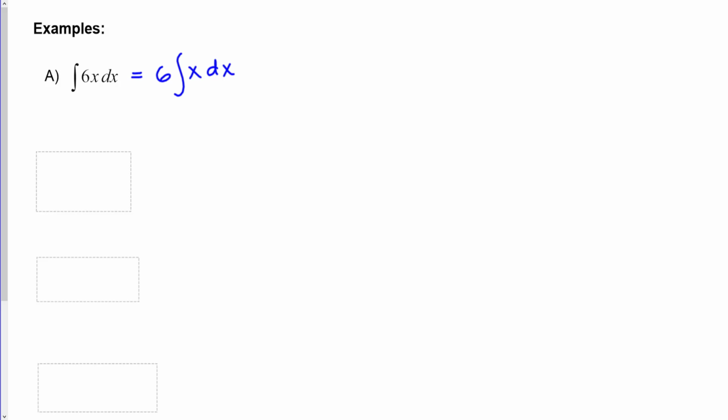Right? The antiderivative of x dx, we can find that through the power rule. So the power rule says to take the x, and increase the exponent by 1. So we have x to the first to begin with. So now it's going to be x squared, and divide by the new exponent.